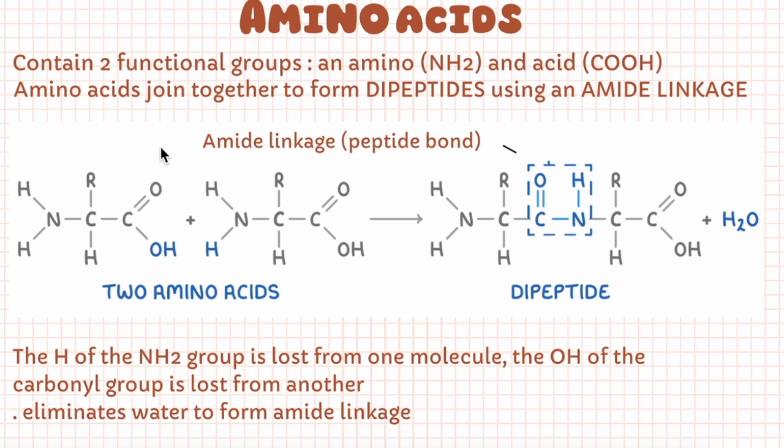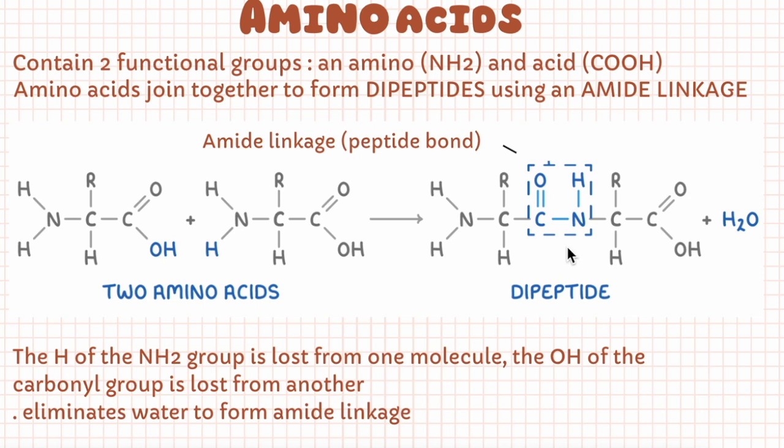So, I'll just explain what that means. If you've got two amino acids here, they can react together, and what happens is the OH from the carboxylic acid group of one molecule and an H from the NH2 group of another are going to join together to form water, and then the NH2 group and the C=O are going to join together to form a peptide bond or an amide linkage.